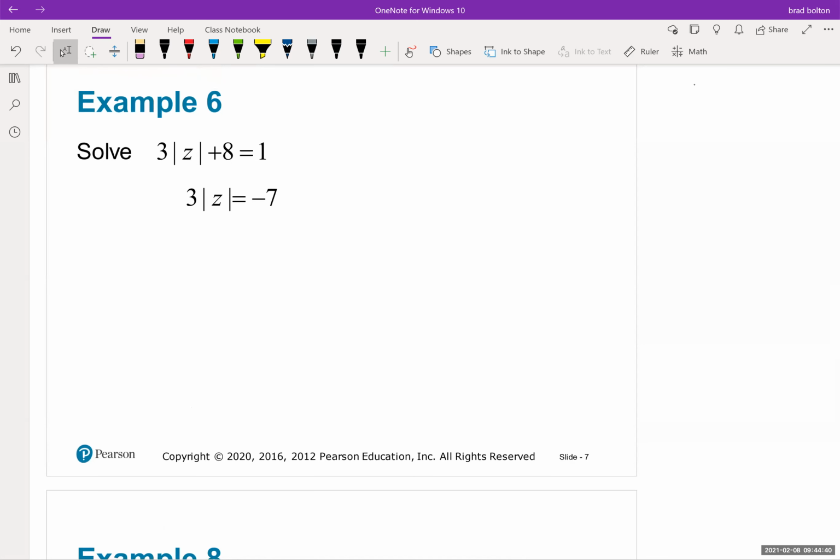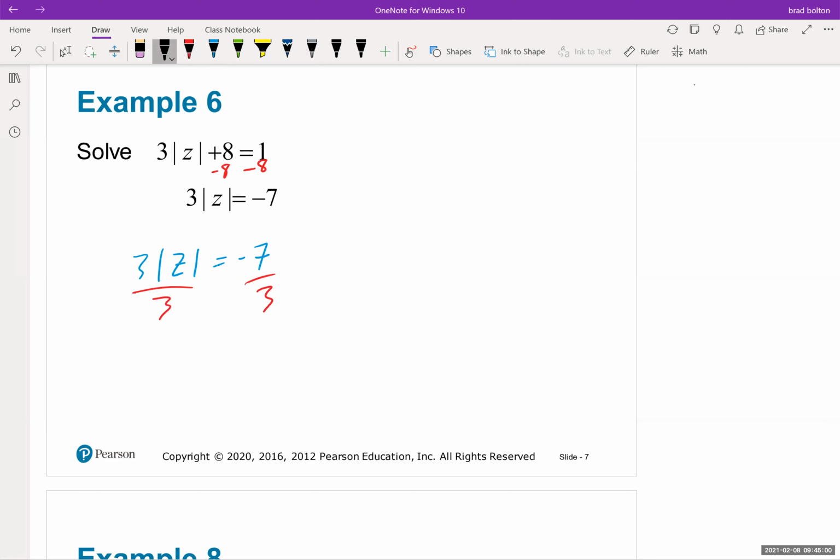Okay, so pause the video. Let's give this one a shot. Oh, as you can see, they already did this first step. I forgot to delete that part. Okay, so now we're going to be left with 3 times the absolute value of z equals -7. So I've got to divide both sides by 3.